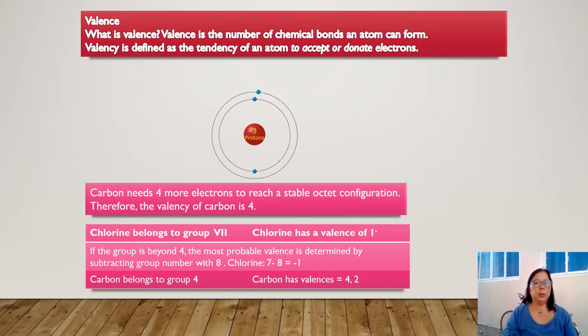Chlorine belongs to group 7. So since it belongs to group 7, chlorine has the valence of negative 1. Why negative 1? Because it is higher than 4, and it is found in group 8 of the octet. So 8 minus 7 is equal to 1.